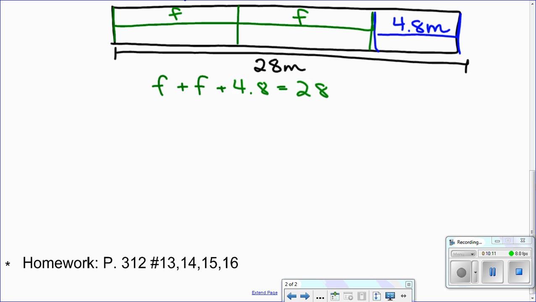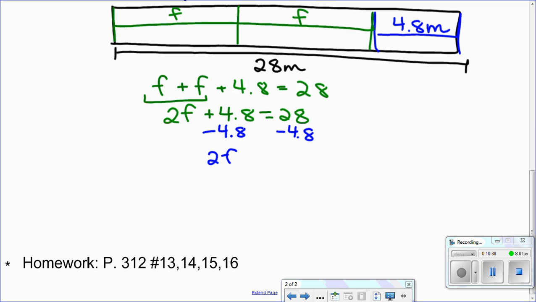So right now we have two variables, but they are the same variable. They're like terms, so we could add them together. So we could get 2F plus the 4.8 has to equal 28. Now you might be thinking of this a little differently and come up with a different equation, and I'm okay with that. If you could demonstrate your process, we should end up at the same place. So we're just going to solve for F now. And so I get 2F equals 23.2 meters.